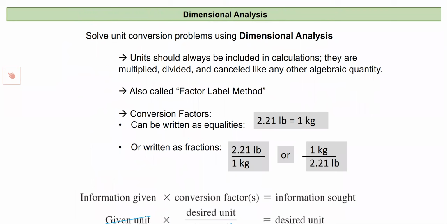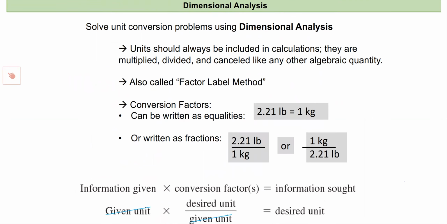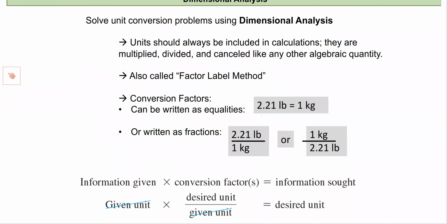So here's dimensional analysis. This is a way of solving conversion problems. In dimensional analysis, you might also see it called factor label method. You use the units as variables to help set up a strategy to solve the problem for the conversion, which can be really helpful. And this comes to how we take our equality conversion factors and write them as fractions. So if we have a given unit and we multiply it by our desired unit and divide by our given unit, these two cancel out and give us just our desired unit.